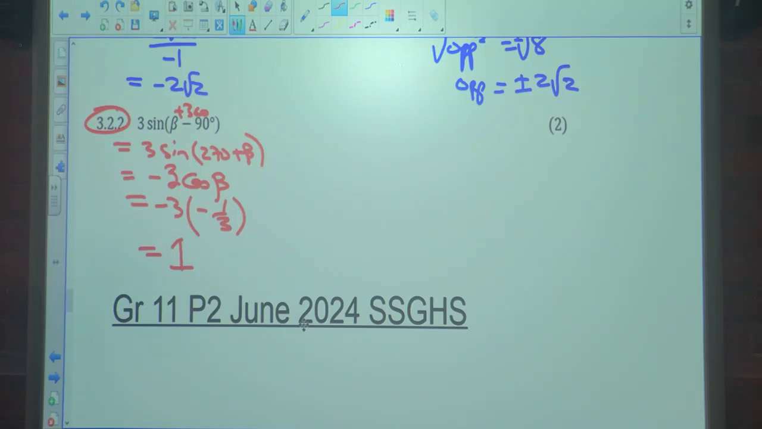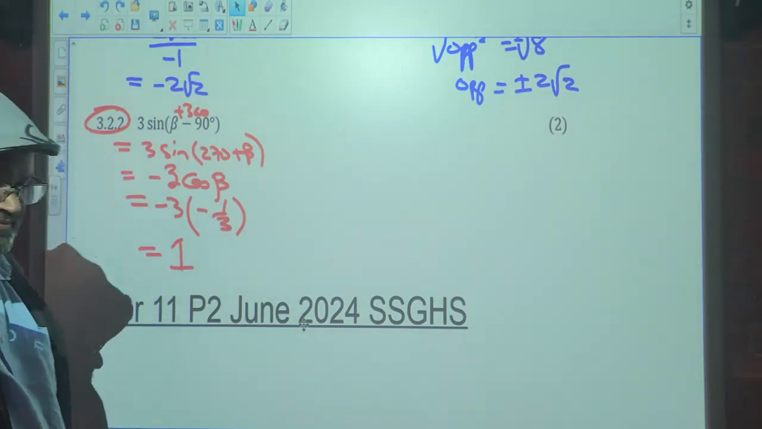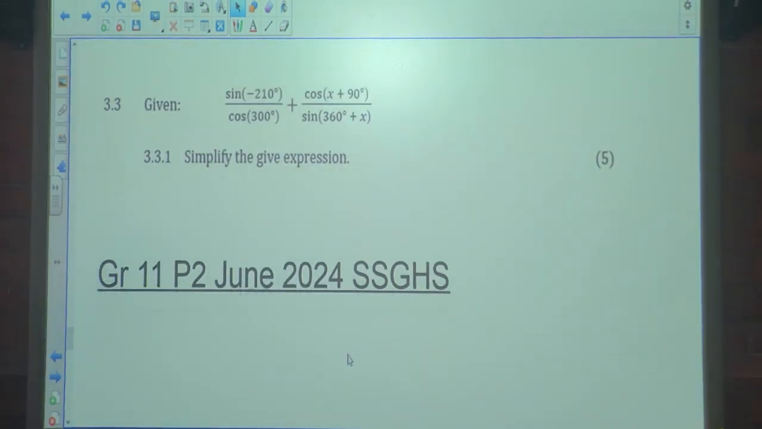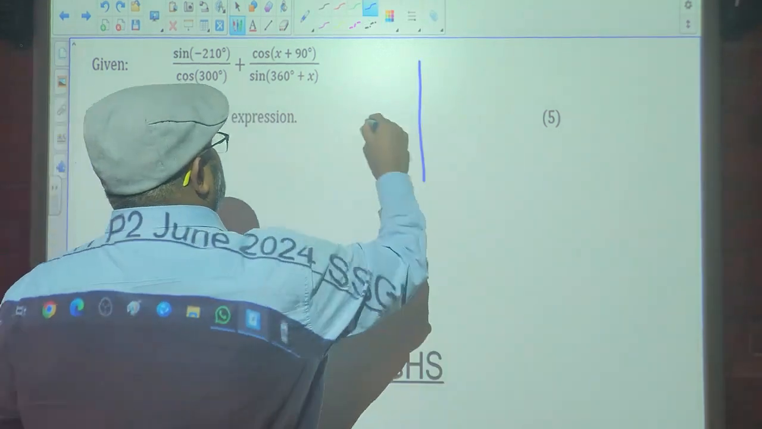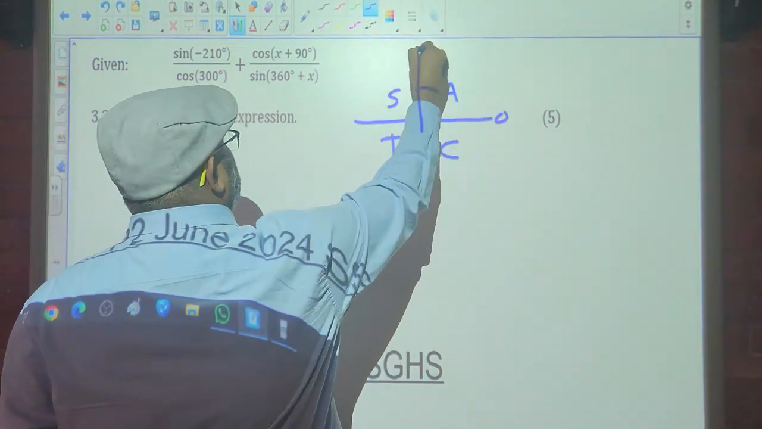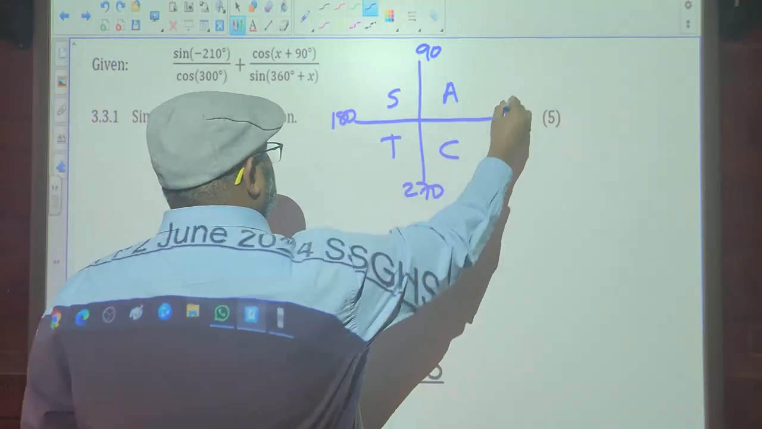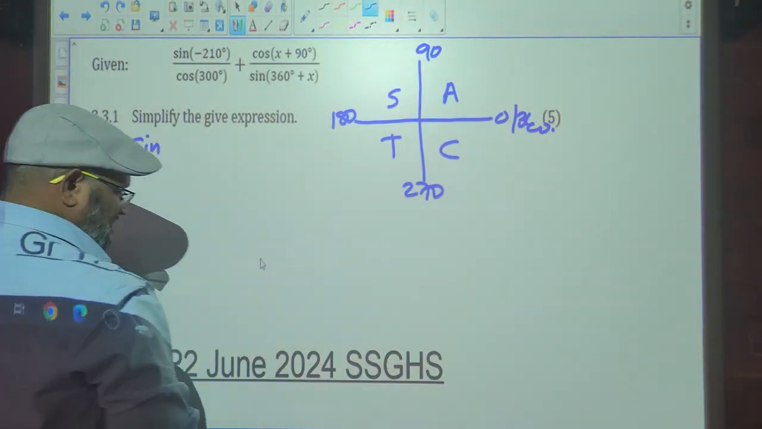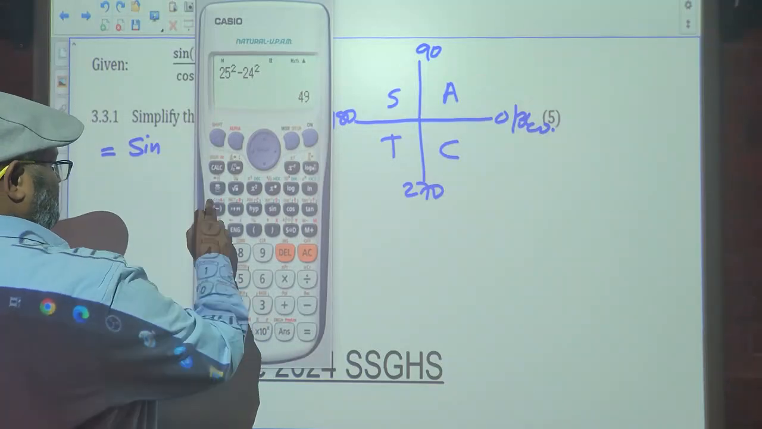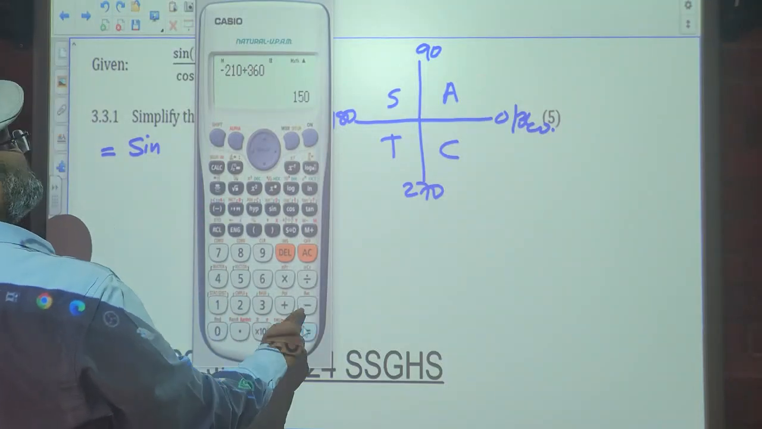Okay. Go to the next question. In 3.3.1, we are given sine of negative 210 over cos of 300 plus cos of 90 plus x, or x plus 90 is the same thing, plus 360 plus x. Now again, we've got all stations to 3.1, that's 0, 90, 180, 270 and 360. So negative 210, we add 360 to it. Negative 210 plus 360, I get 150.